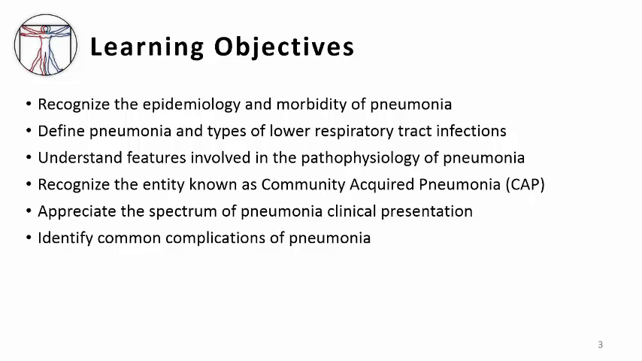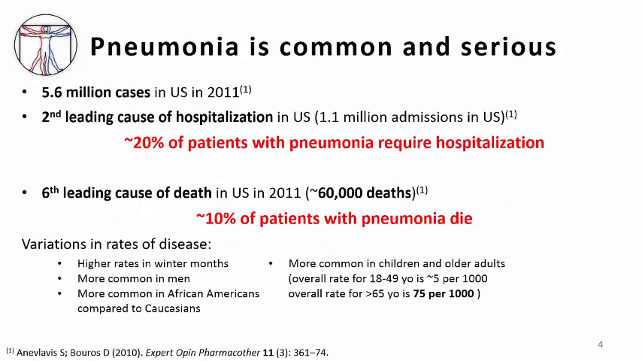Next, to define what pneumonia is and other types of lower respiratory tract infections. Third, to understand features involved in the pathogenesis of this infection. Next, to define exactly what is known as community-acquired pneumonia as differentiated from other pneumonia syndromes. Also to appreciate the wide clinical spectrum of disease due to lower lung infections. And lastly, to consider complications of this very common infection.